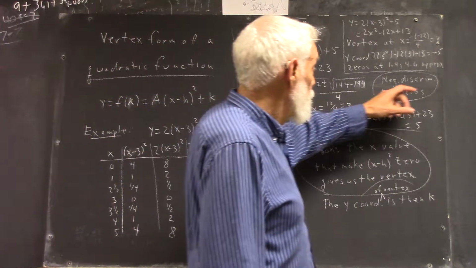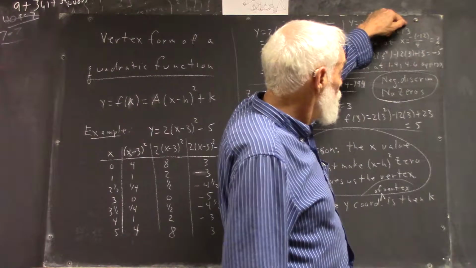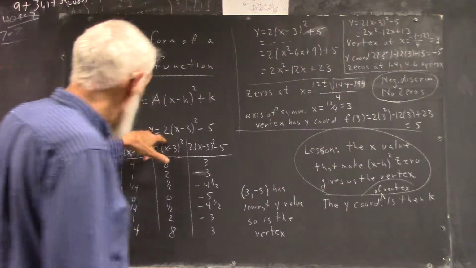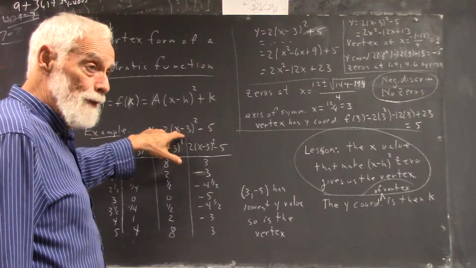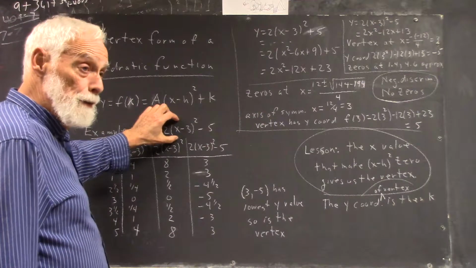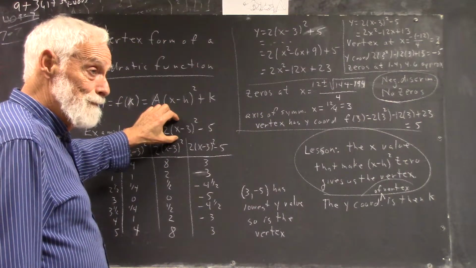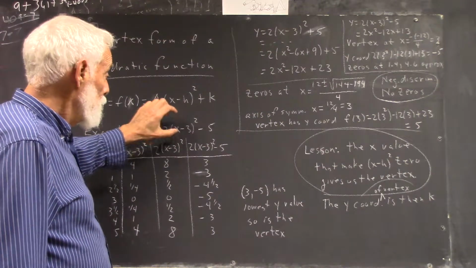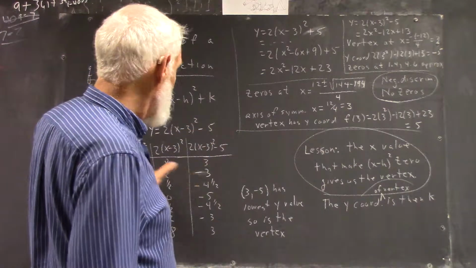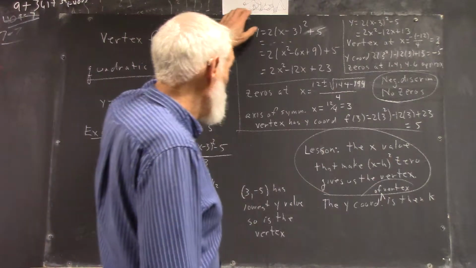The main point then, in this form, we see the vertex is 3, negative 5. And in this form, we see the vertex is 3, negative 5. Because again, 3 is what makes this 0. And when we do that, we get negative 5. And then the table hopefully helps demonstrate how that works.